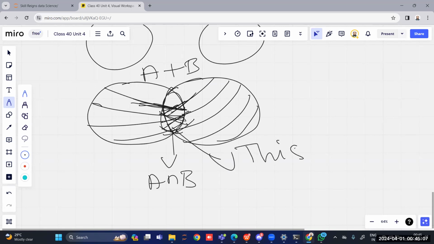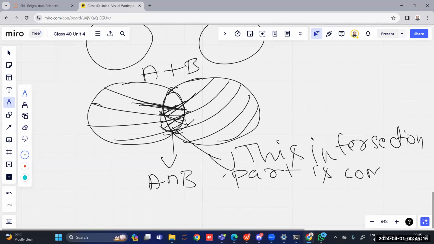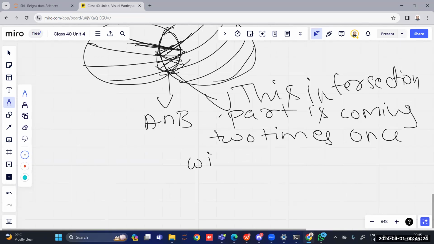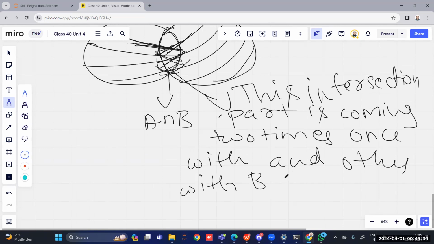This intersection part is coming two times. Once with A, and the other with B. I can understand that, yes, but we want it one time. But we want it one time. So what we need to do?